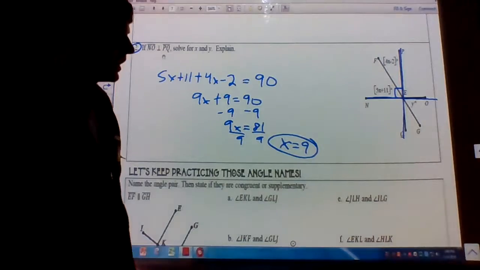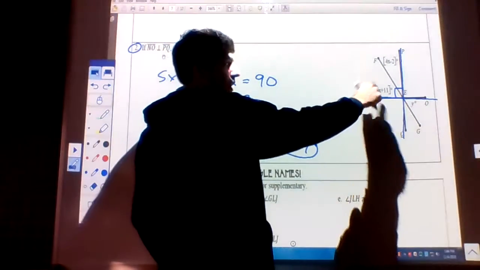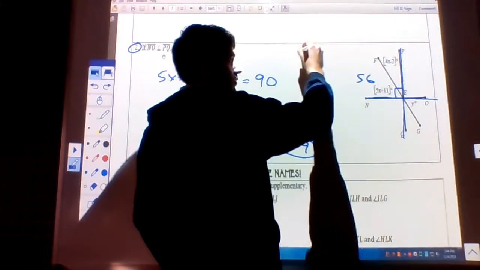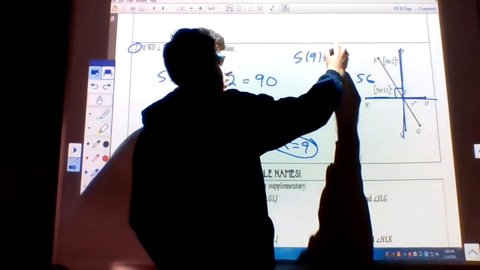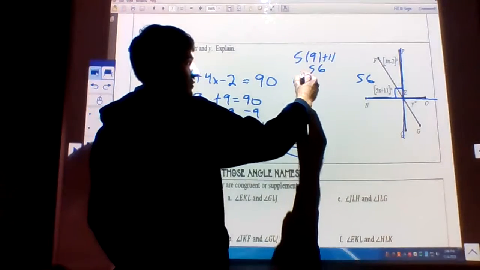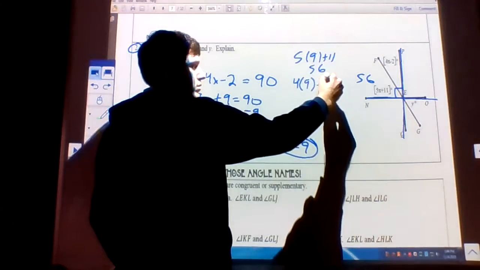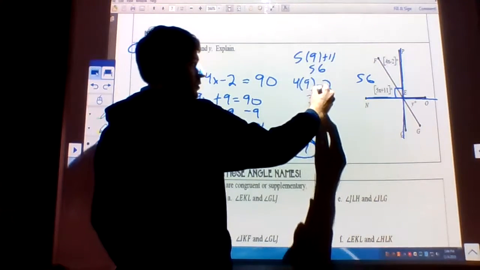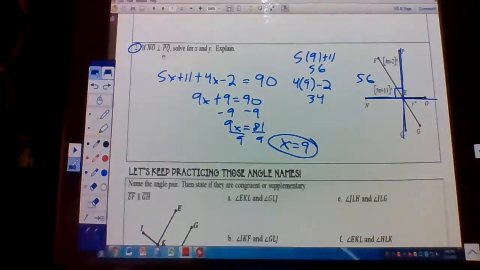We can plug it in. So 5 times 9 is 45 plus 11 is 56. Right? 5 times 9 plus 11 is going to be 56. And then 4 times 9 minus 2 is going to be 34. 56 plus 34 is going to give us 90.